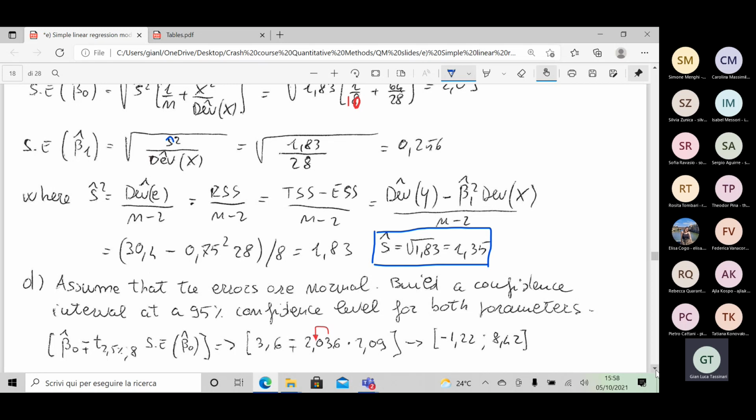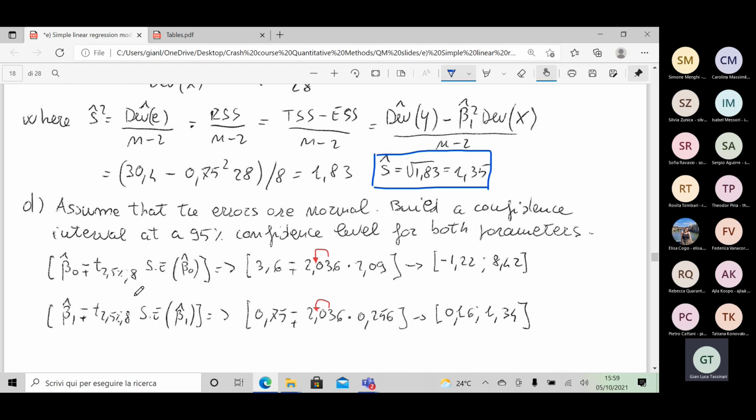So remember, the formula is beta 0 hat plus minus the value you find on the table of the Student's t with 8 degrees of freedom, because we have 10 observations minus 2, so 8 degrees of freedom. Since the confidence level is 95%, this means that alpha is 5%. Alpha over 2 is 2.5%. So we need to find on the table of the Student's t the value that has an amount of probability on its right side equal to 2.5% of a Student's t with 8 degrees of freedom, I forgot to say.